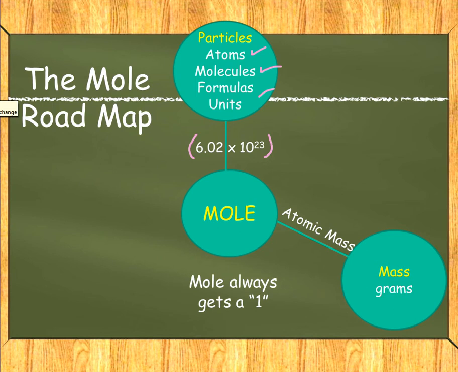Okay, now, let's talk about what we're going to do when we go to the mass. I have mole here, and I'm going to the mass. I have to use this guy, which is atomic mass. Where do I get the atomic mass from? Periodic table. What does mole get? 1. You guys kind of understanding that mole's always going to get 1? Good. Alright, switching to the next slide.